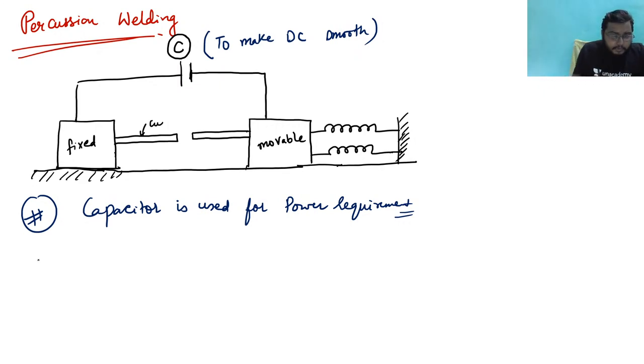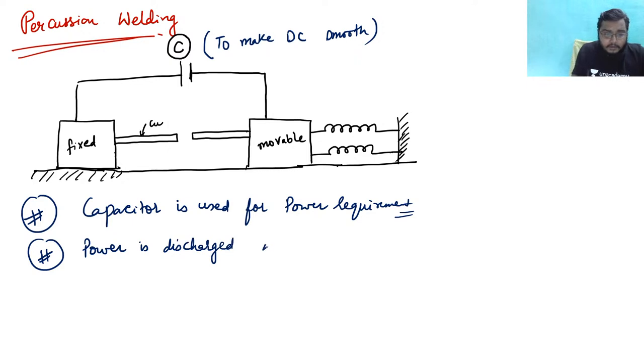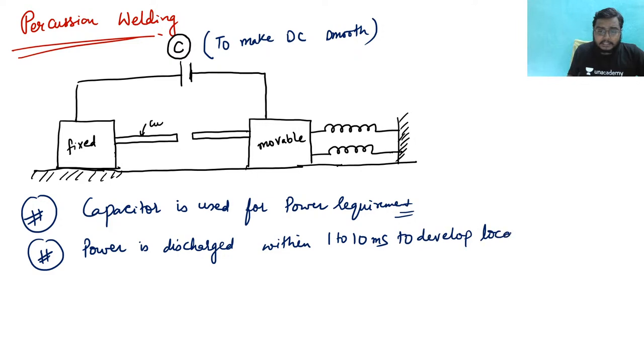Clear? So power is discharged within 1 to 10 milliseconds. Now see, if you could analyze these things, you can very easily say that my heat is produced only at this part or at this part. So can I say that my heat is very localized? At that localized position my heat is produced, and hence percussion welding is used in those conditions where I want localized welding. So power is discharged within 1 to 10 milliseconds to develop localized heat at the joint.